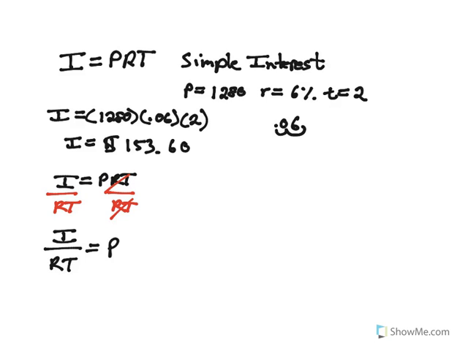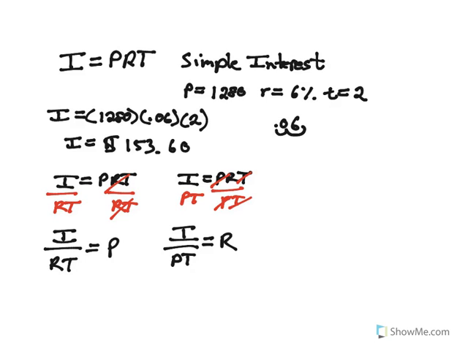Okay, you can also find the rate. If you're given the interest, principal, and time, you can find the rate. And you do that by dividing both sides by PT, because you want the P variables and the T variables to cancel. So now you're just left with interest divided by PT equals R.